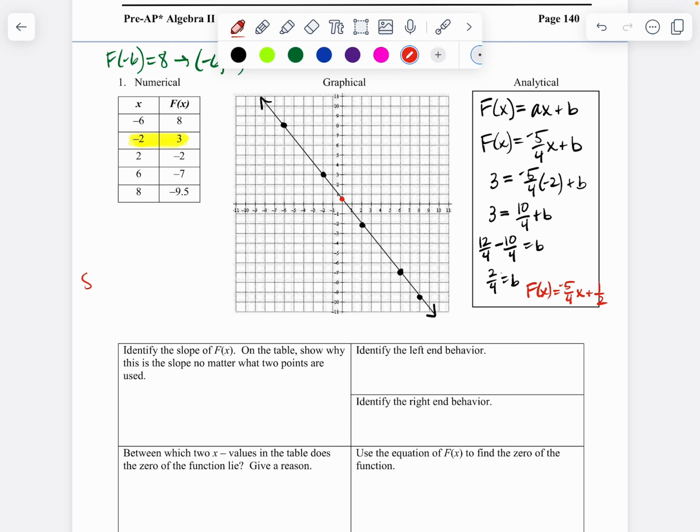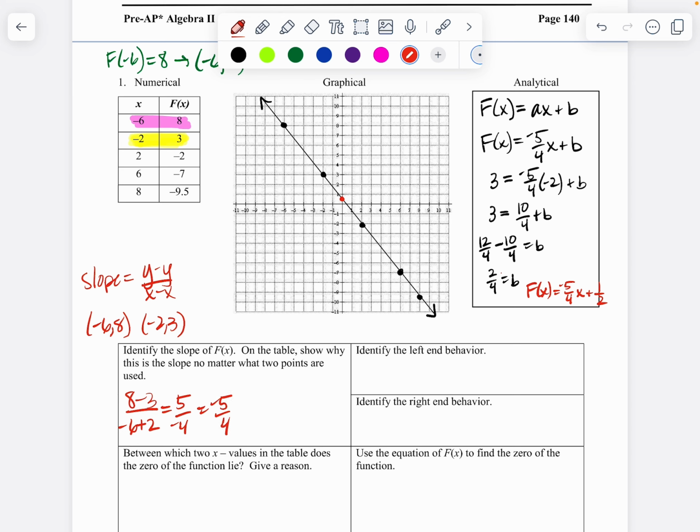So remember that slope is found by doing y minus y over x minus x. So if we picked any 2 points here, let's say I picked those 2 points that are highlighted, that would be the point negative 6, 8 and negative 2, 3. If I plugged those into my slope formula and did 8 minus 3 over negative 6 minus negative 2, that would be 5 over negative 4, which is negative 5/4.